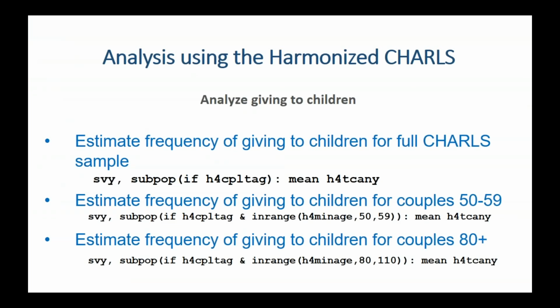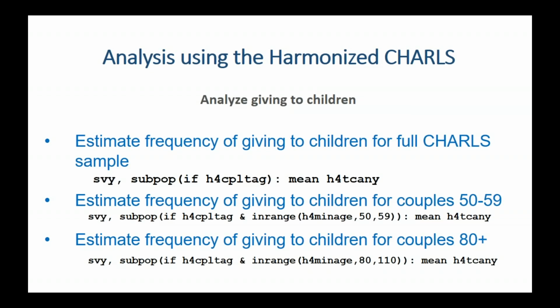So now we can estimate. First, we're going to estimate the frequency of giving to children for the full CHARLS sample. So anyone who's included in the CHARLS sample, regardless of their age, we're just going to get a mean of this variable. And as I said, one of the helpful things about Stata was that svyset command, because once we've told Stata how our analysis has been weighted, then as long as we remind Stata that we told it how it should be weighted, you don't have to specify the weight or the cluster, the stratification for every command you use.